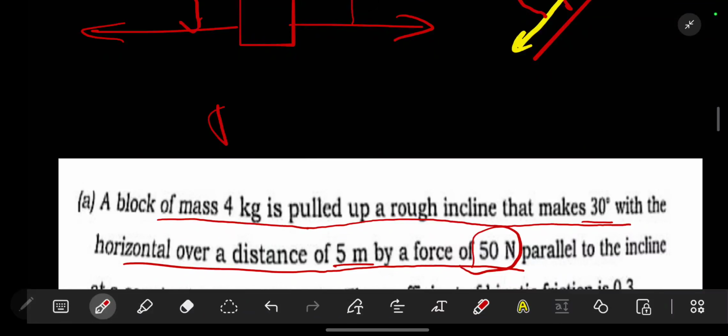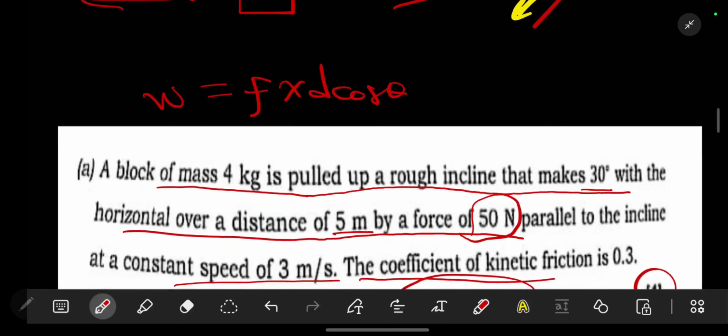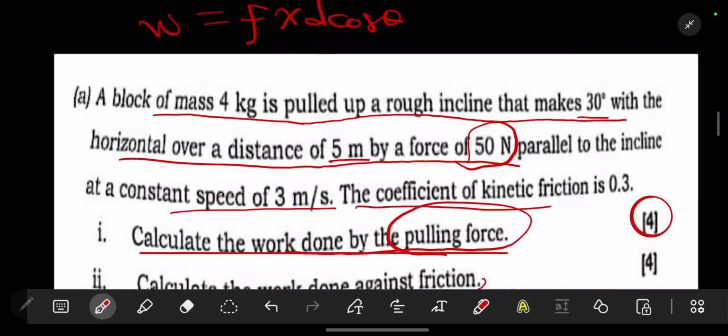So knowing that the work done by friction is equal to the product of the force and the distance, we can calculate the work done by friction by the cosine of theta, or the work done against anything. So let's begin with this one.